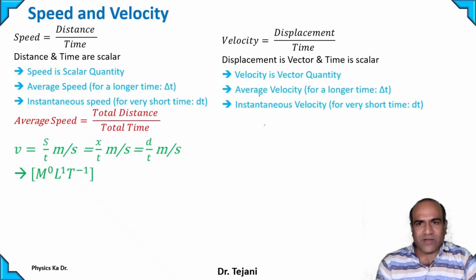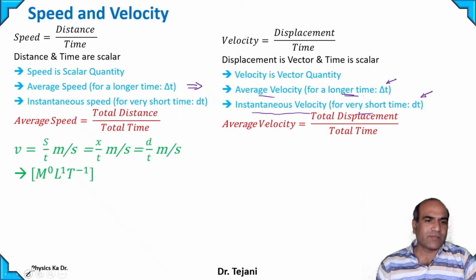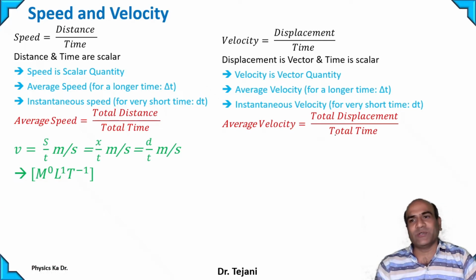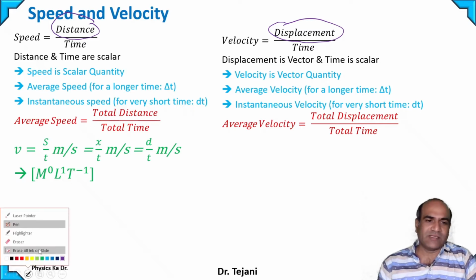The next is average velocity. Here, very similar to average speed, we need to calculate average velocity. It is again for a longer time, and instantaneous velocity is for a very short time, dt. And average velocity is equal to total displacement divided by total time. See, everything is similar except here we have distance, and on the opposite side we have displacement. Otherwise, all other items are similar. There isn't any difference.